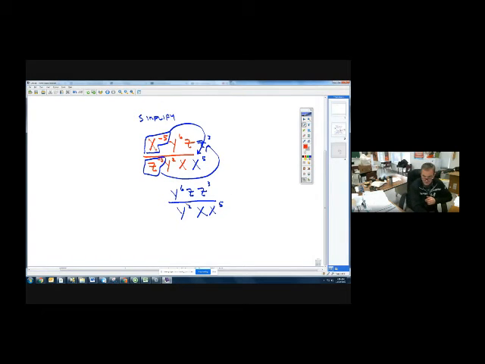I can put these two z's together. I have z to the 1st multiplied by z to the 3rd. I have z to the 4th power. I can put the two x's, x times x to the 5th gives me x to the 6th power.